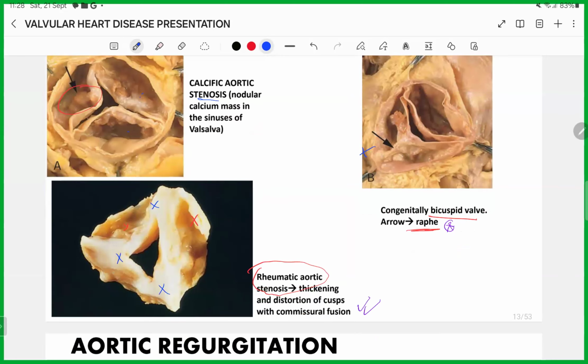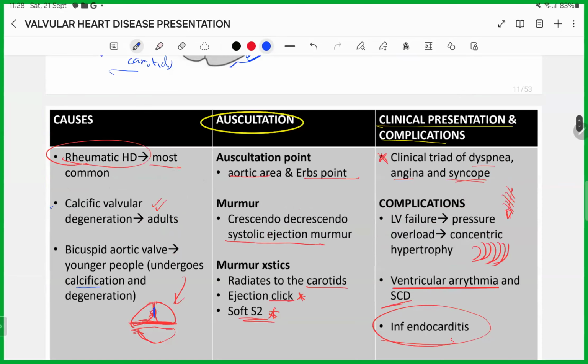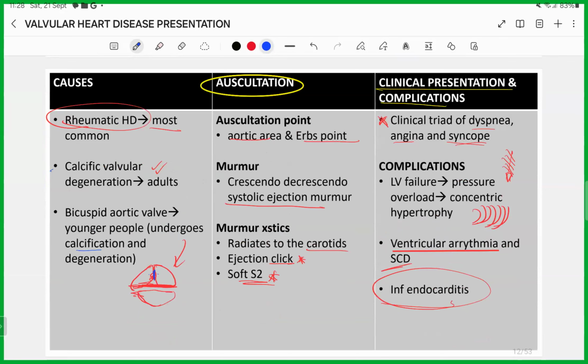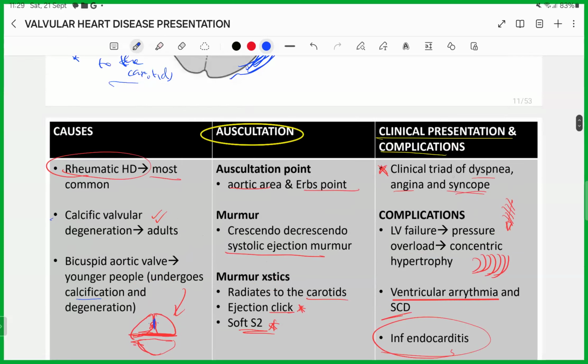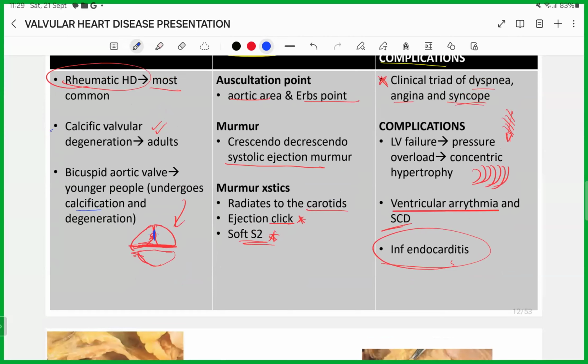In terms of auscultation, you auscultate the aortic area and Erb's point. And the murmur, if you forget everything, at least remember it's a systolic murmur. It's described as a crescendo-decrescendo murmur, so it increases and decreases. As we described, you'll have an ejection click, and it's going to radiate to the carotids. The presentation is the triad of dyspnea, angina, and syncope. Complications include left ventricular heart failure, due to pressure overload, and then arrhythmia and sudden cardiac death.